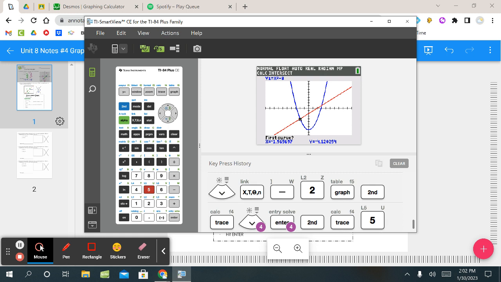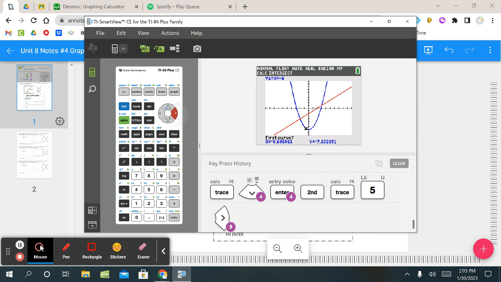Now, you cannot press enter 3 times again. This time you're actually going to have to use your left and right arrows to move closer to the second intersection point. You just have to get close to it. You don't have to get on it. So I got close to it. I'm going to press enter 3 times, and it's going to give me my second intersection point. So that is how you find the intersections using your graphing calculator.